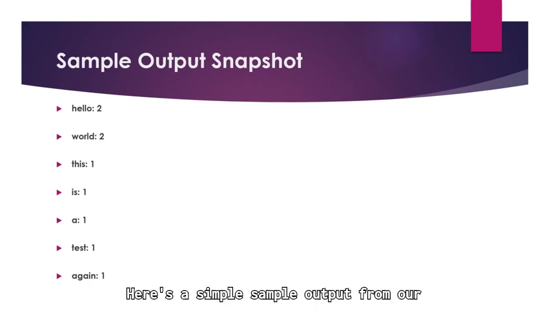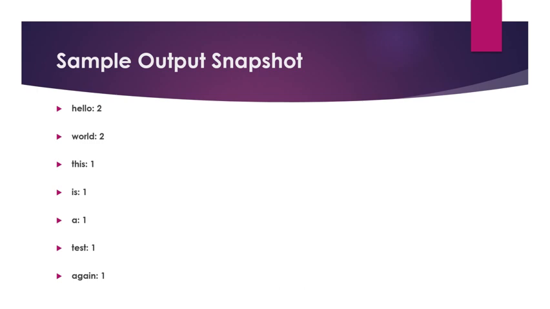Here's a simple sample output from our analyzer. As you can see, the words are listed alongside how many times they appear in the text. This output can easily be formatted further or extended with bar charts, percentages, or color-coded highlights. Once you understand the data structure behind it, enhancing it becomes a creative endeavor.